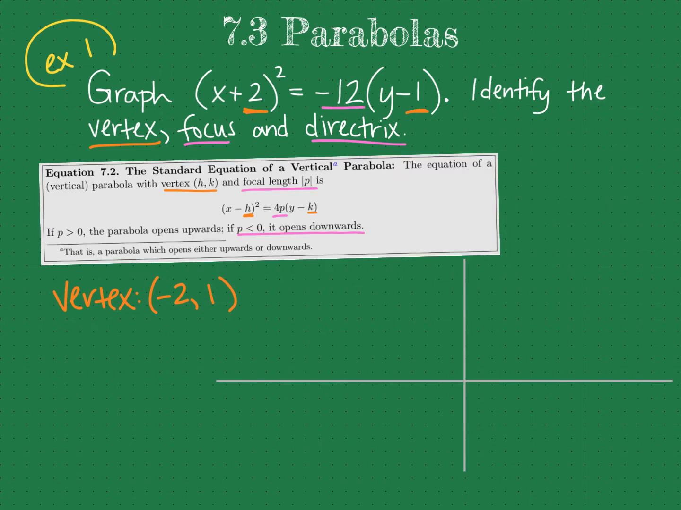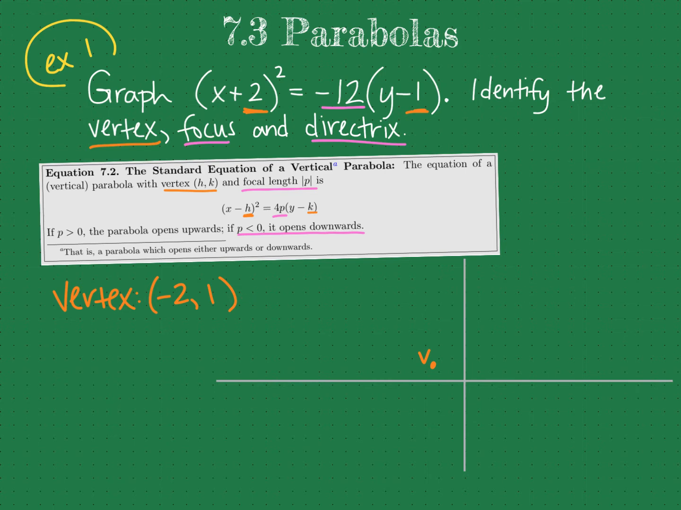Let's start by plotting our vertex. Our vertex is at the coordinate point (negative 2, 1), and I'll label that V. Then, since we know we open downwards because this coefficient here is negative and P is negative, we are going to be going something like this, going down. So we know that this V is a maximum. That means that our focus is going to be down here beneath it, inside the parabola, and our directrix, in this case a horizontal line, is going to be up top here.